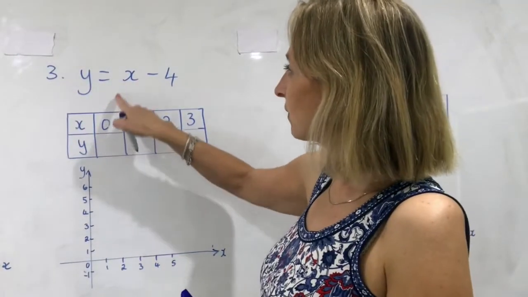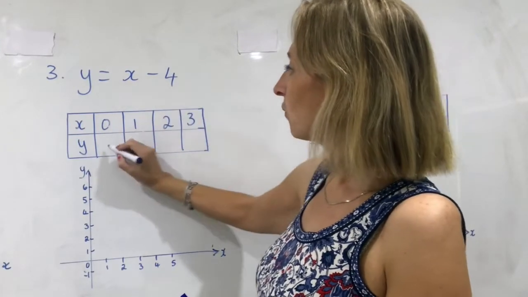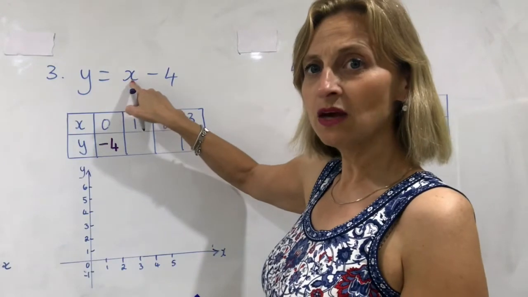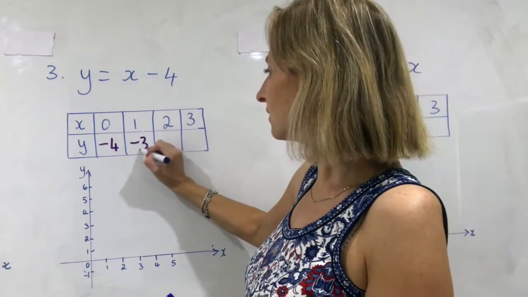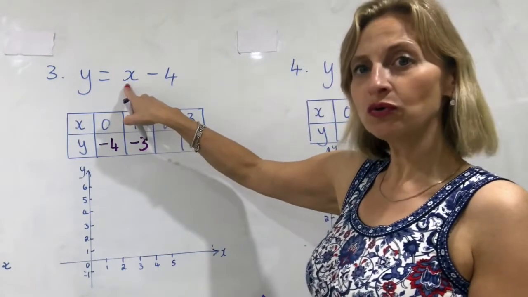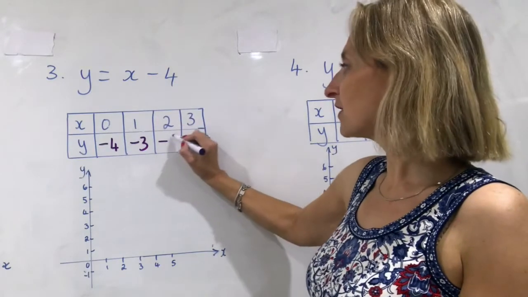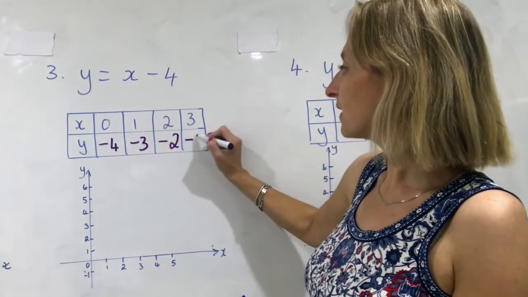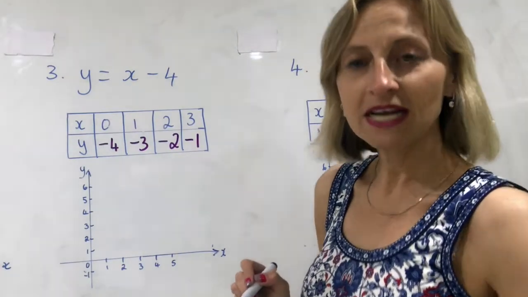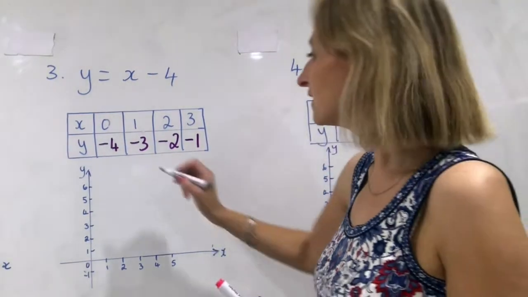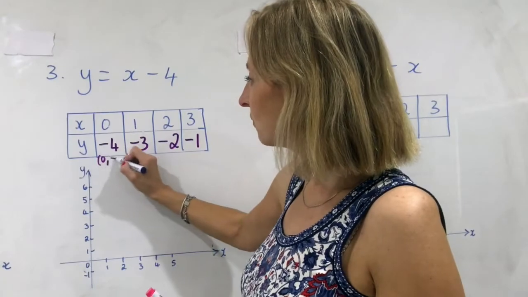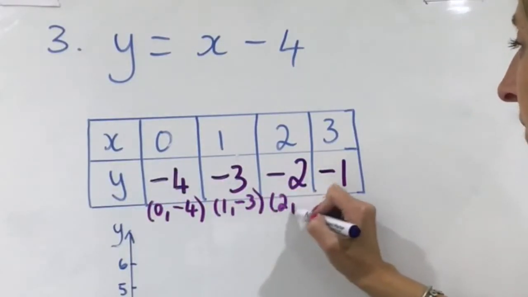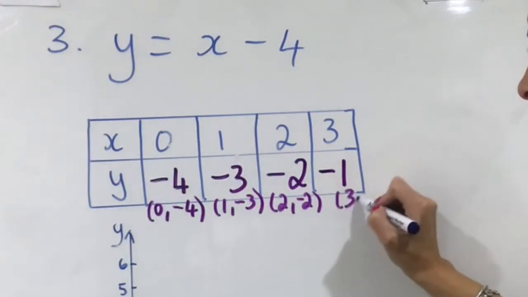If x equals 0, 0 take away 4 is minus 4. When x is 1, I put a 1 there, 1 take away 4 is minus 3. And when x equals 2, 2 take away 4 is minus 2. And when x equals 3, 3 take away 4 is minus 1. Let's write down the coordinates underneath to help us plot them. 0 minus 4, 1 minus 3, 2 minus 2, and 3 minus 1.